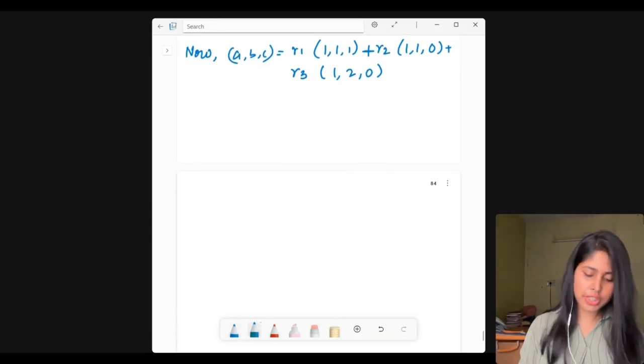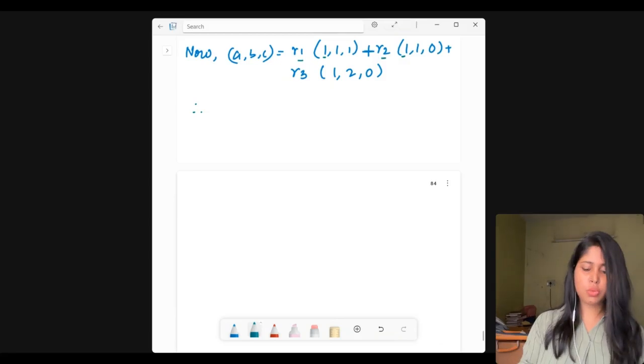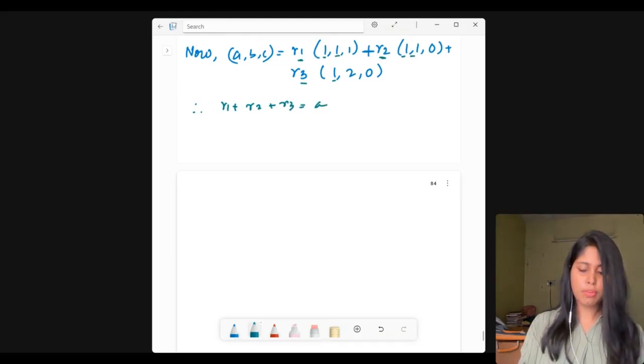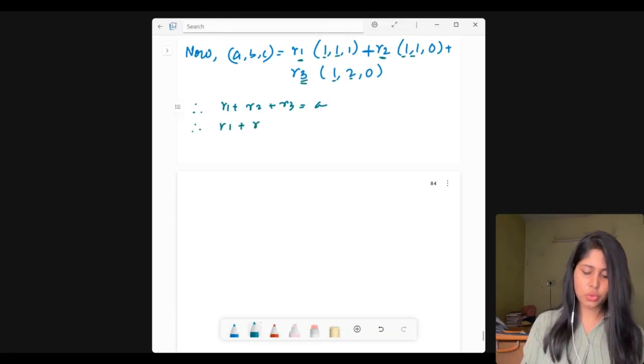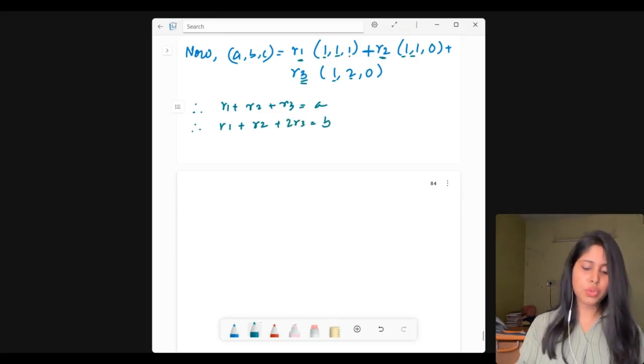So what are the equations that we get from here? It is 1 into R1 plus 1 into R2 plus 1 into R3, that is R1 plus R2 plus R3 is equal to A, and then 1 into R1 plus 1 into R2 plus 2 into R3, which is R1 plus R2 plus 2R3 is equal to B, and the third equation will be 1 into R1 plus 0 into R2, which is 0, and 0 into R3, which is again 0. So it will be R1 is equal to C.